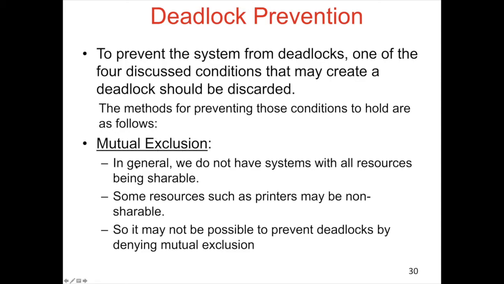Mutual exclusion. In general, we do not have systems with all resources being shareable. Some resources, such as printers, may be non-shareable. So it may not be possible to prevent deadlocks by denying mutual exclusion.